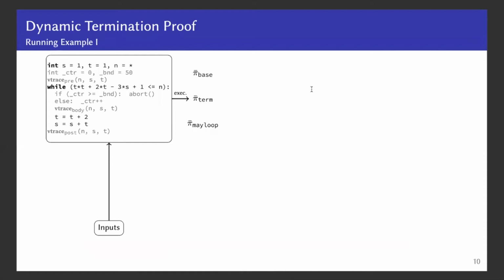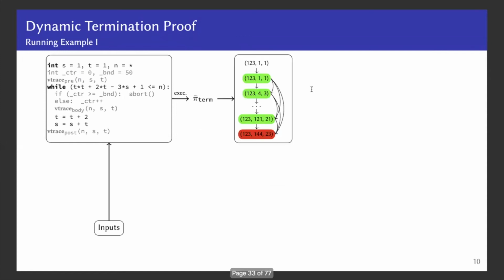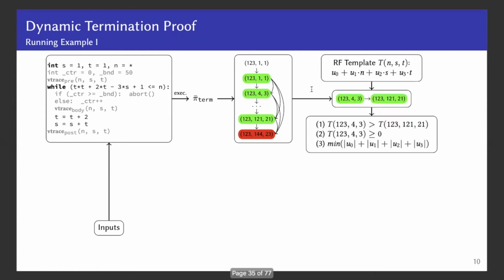First, we run the instrumented program over random inputs and collect concrete traces. Here for the termination group, we are only interested in terminating traces and their transitive closures. Next, we construct a linear ranking function template over the program variables and unknown coefficients. Then we randomly pick a pair of program states from the transitive closure and substitute them into the template constraints.